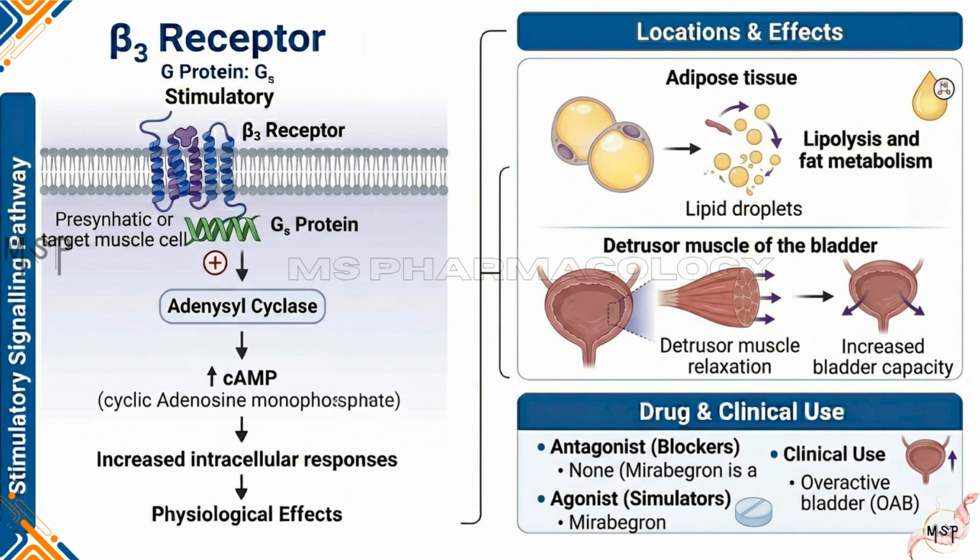Finally, beta-3 receptors are likewise coupled to Gs proteins. They are expressed predominantly in adipose tissue, where they regulate lipolysis and fat metabolism. However, from a clinical perspective, these receptors are also functionally expressed in the detrusor muscle of the bladder wall. Activation of beta-3 receptors relaxes the detrusor muscle and increases bladder capacity. A selective beta-3 agonist, mirabegron, is therefore used in the treatment of overactive bladder.